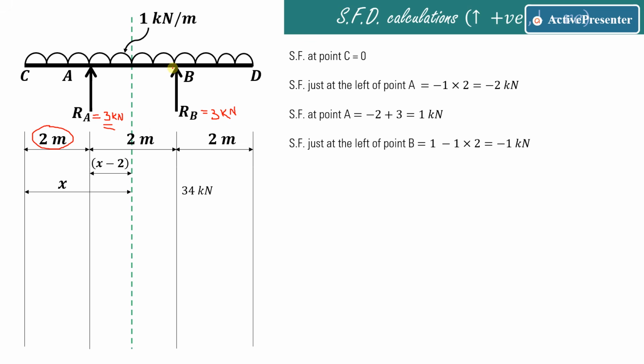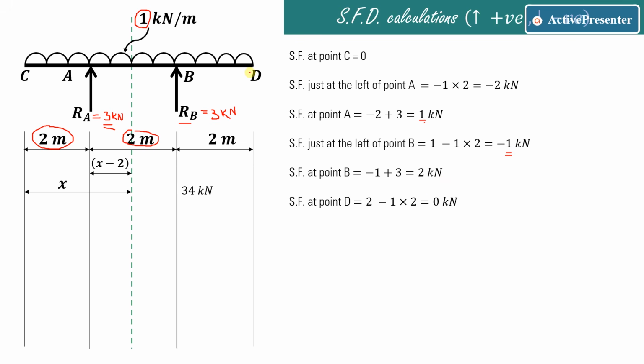Then just at the left of B, it is 1 into 2, that is the u.d.l., which will be acting in the downward direction, and that we have to take into consideration. So this 1 kilonewton is already there, and from that we have to subtract 1 into 2, the u.d.l. between A and B. So it is 1 minus 2, that is minus 1 kilonewton. Exactly at point B, there is an upward acting reaction of 3 kilonewton. So minus 1 plus 3, that is 2 kilonewton.